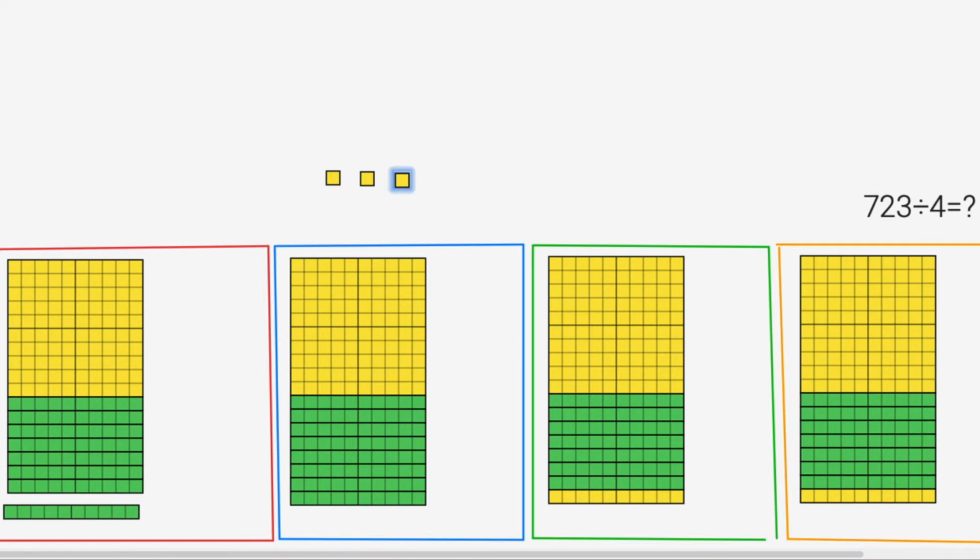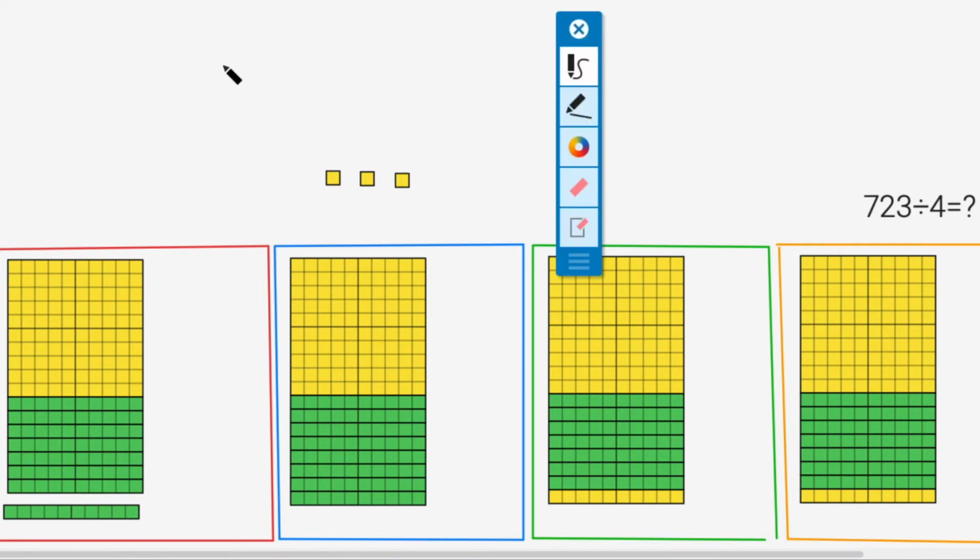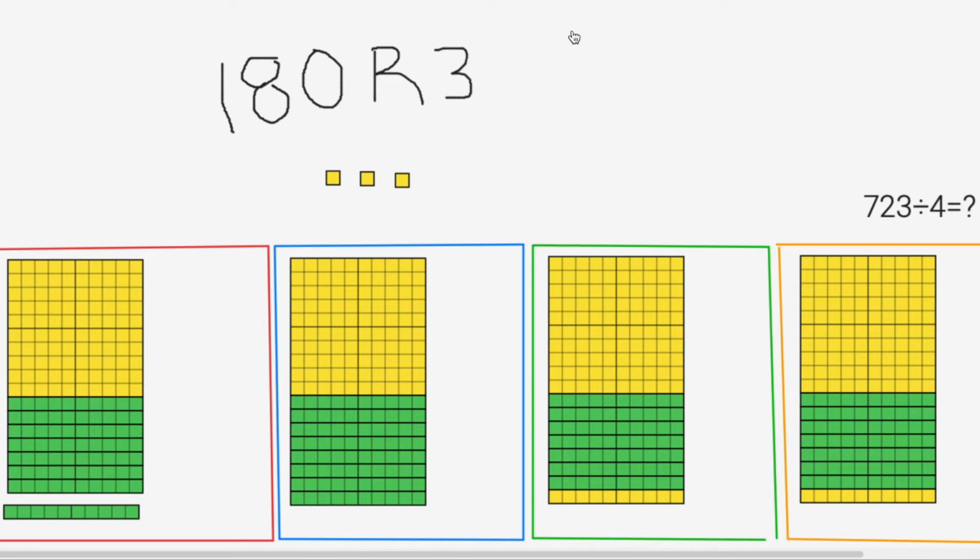So the answer to the question we know now is 180, remainder 3. Because we can count this up. We have 8 tens and 1 hundred in each group. So that's 180, remainder 3.